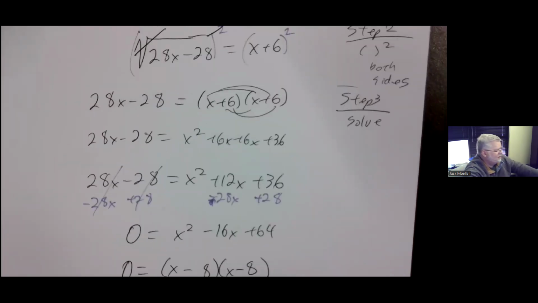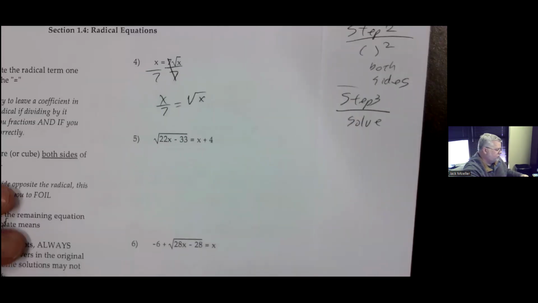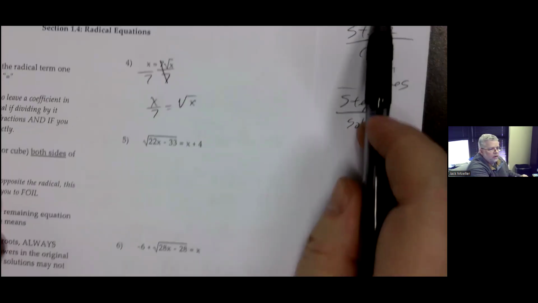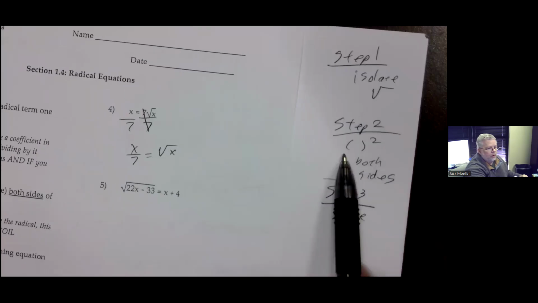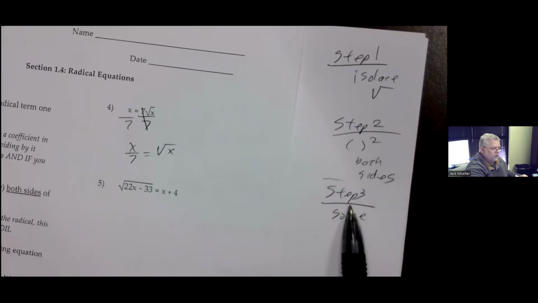So that is radical equations. What do you do first with these radical equations? You isolate the radical, then you square both sides, then you solve, and then you have to check your answer.